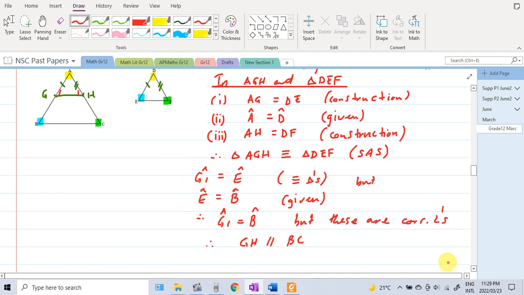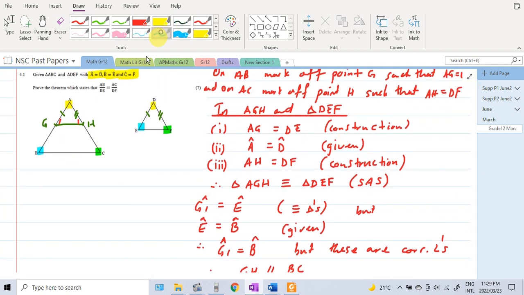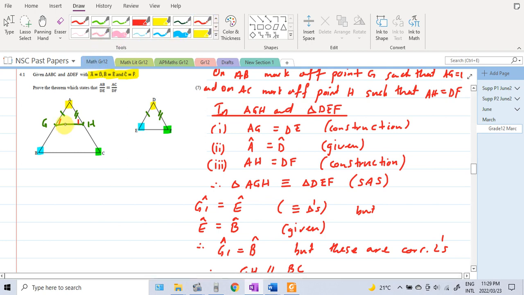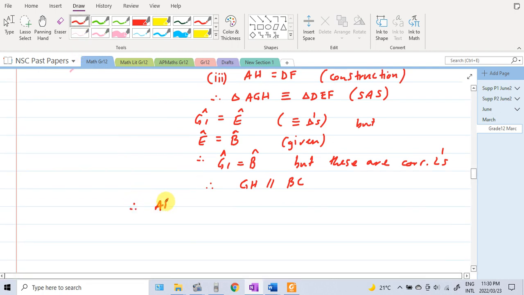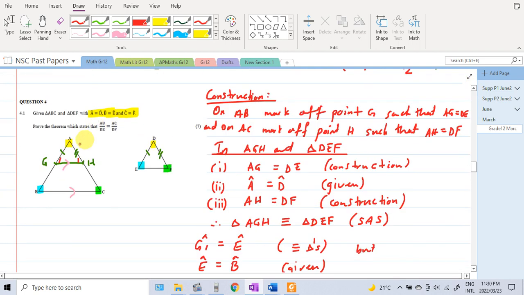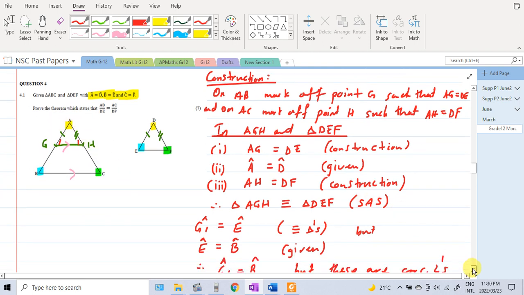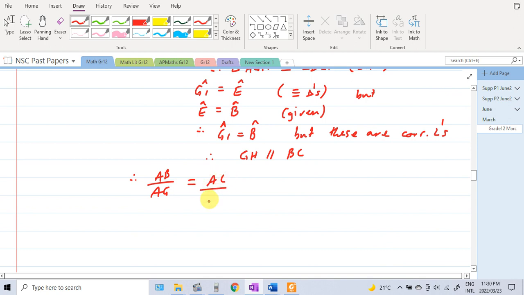Now since we have GH parallel to BC, we can apply the proportionality theorem, because remember we already have the parallel line. Let me use another color. So we have these parallel lines. So what we can say now is that AB over AG is equal to AC over AH. Remember we can only take the proportionality theorem from here.